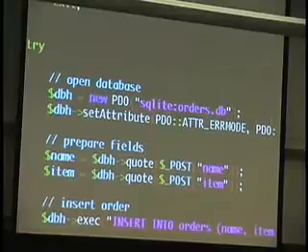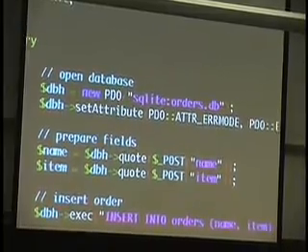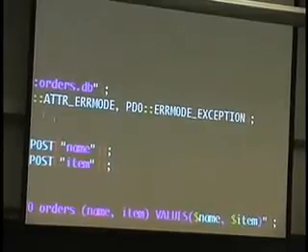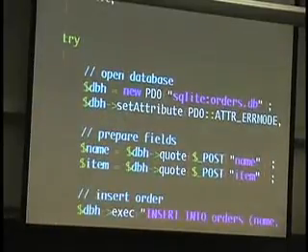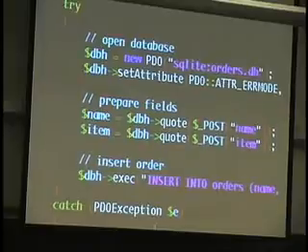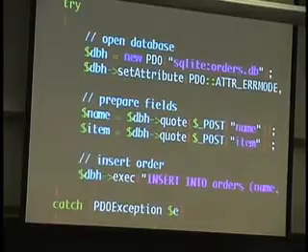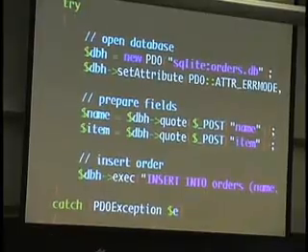Then from the documentation, I realized I had to set this attribute for attribute error mode and exception. I just did it as I was told, frankly, the very first time I played with this. Now I prepared the fields. So thankfully, this API does not use MySQL real escape string. It actually uses the quote function, which is synonymous with escape. So I just call that, passing in the field.